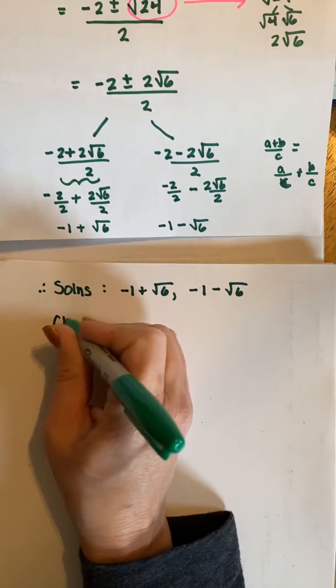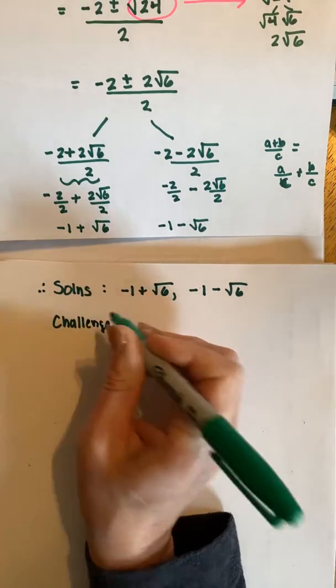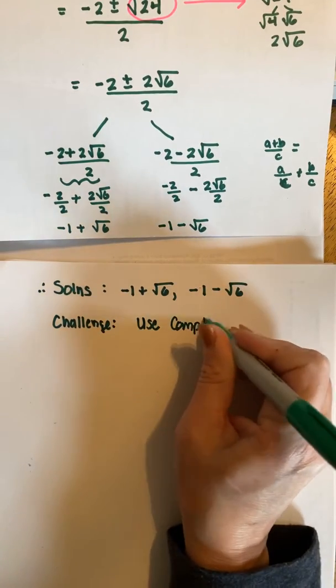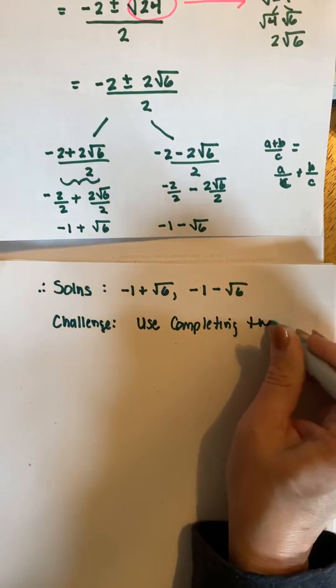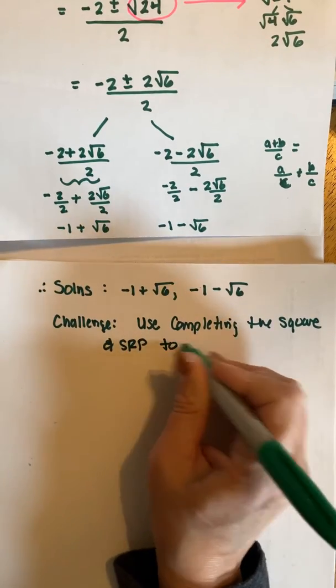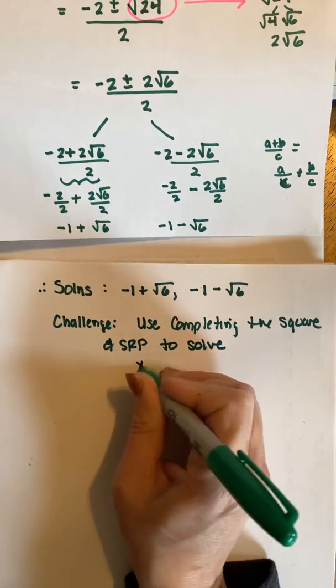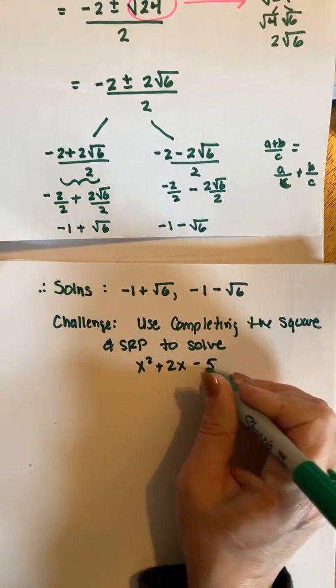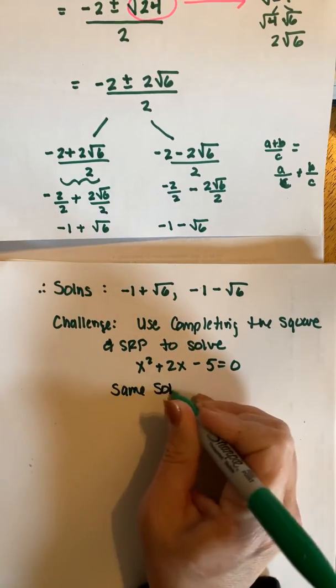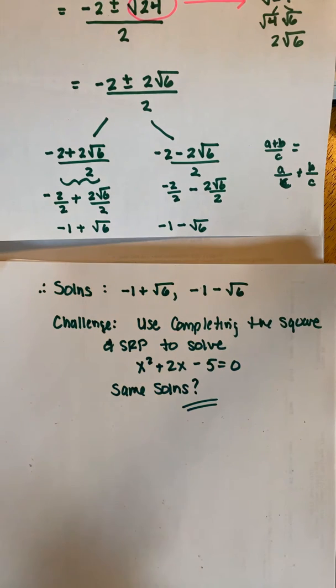So here's a challenge. Use completing the square and the square root property to solve x squared plus 2x minus 5 equals 0. Are your solutions the same? They should be if you do it correctly, so that is good practice. All right, so that's our first example. Let's try another one.